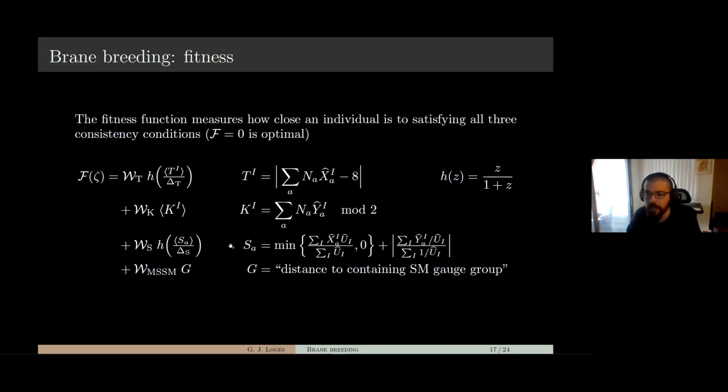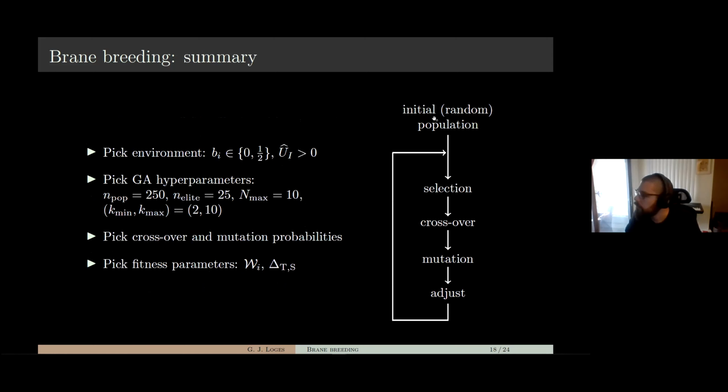Our fitness function measures how well the consistency conditions are satisfied. So there's a term for the tadpole, for the K-theory charge, and the SUSY condition. So again, we have this cycling process where you step through the generations and make this incremental progress.